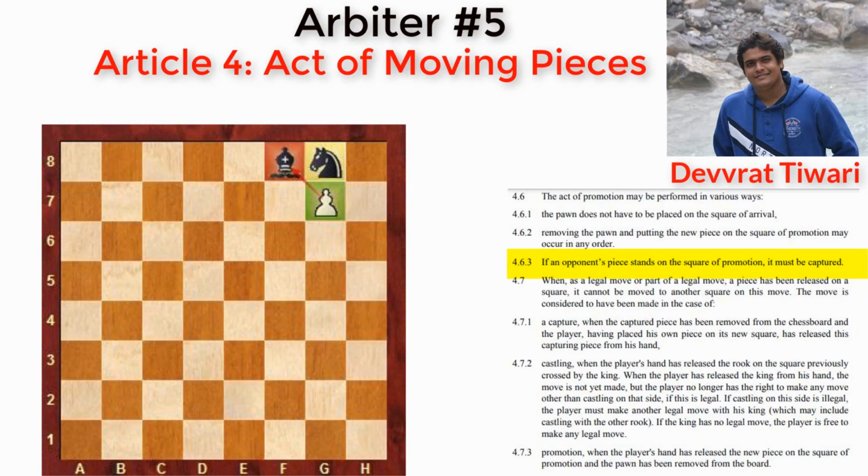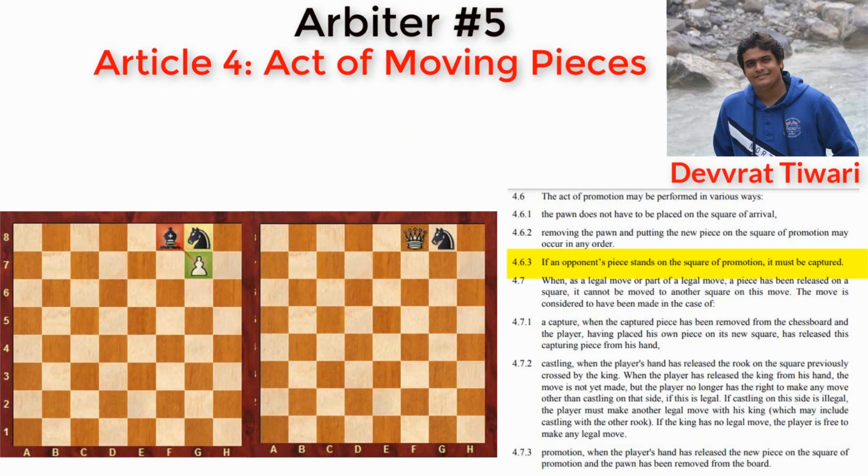Remember that Article 4.1 says that you have to do all this using only one hand, and that's why you need to make sure that only one hand is being used while doing pawn promotion, castling and all these activities. Let's say in this position, obviously the pawn cannot be promoted on the g8 square because of the knight. Either the pawn can wait till the knight moves, or he can simply capture on f8 by playing g cross f8 and get promoted to a new piece.